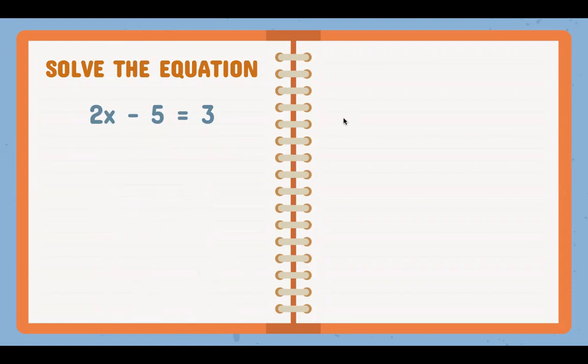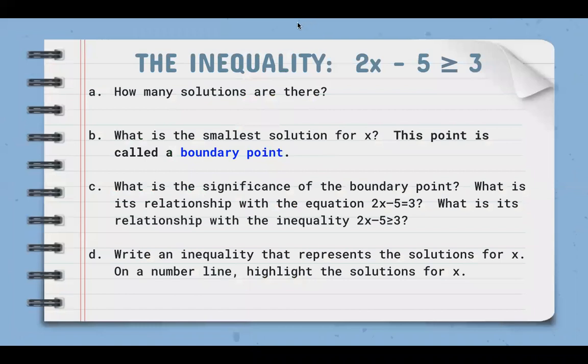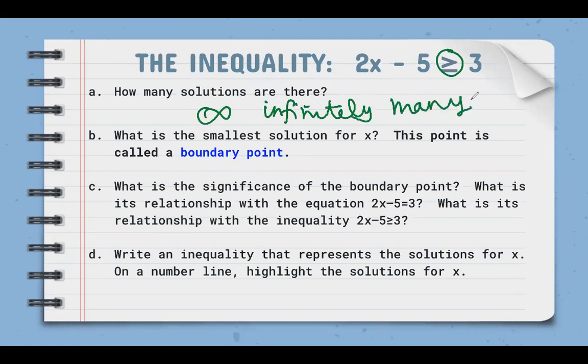But what if we are given an inequality? Let's look at 2x minus 5 is greater than or equal to 3. How many solutions are there going to be? Well, with an inequality, we know that there are going to be infinitely many. What is the smallest solution for x? We're going to actually solve for this on the next slide, but whatever we get, that is going to be called the boundary point. It's the smallest solution before crossing over to not true.